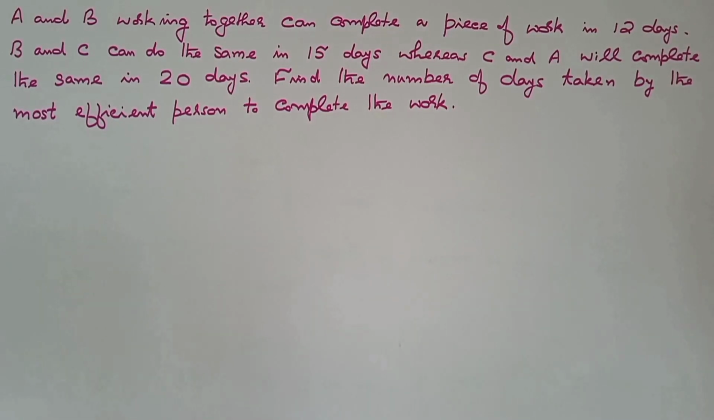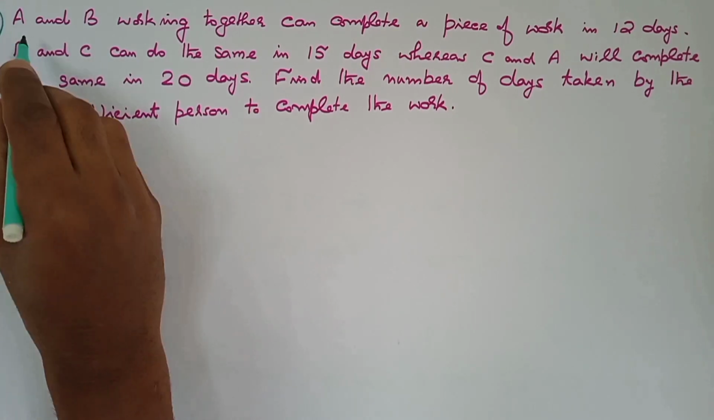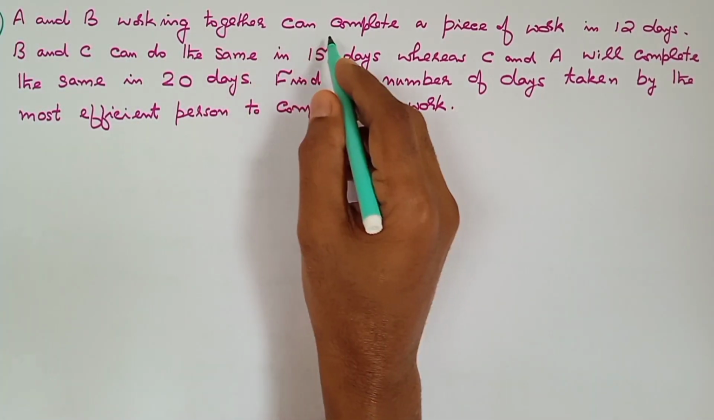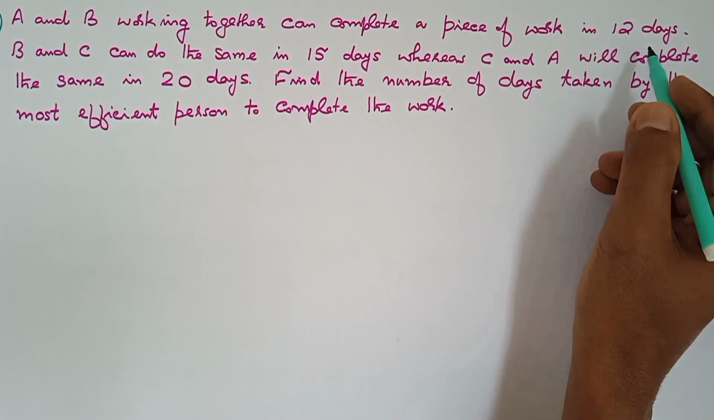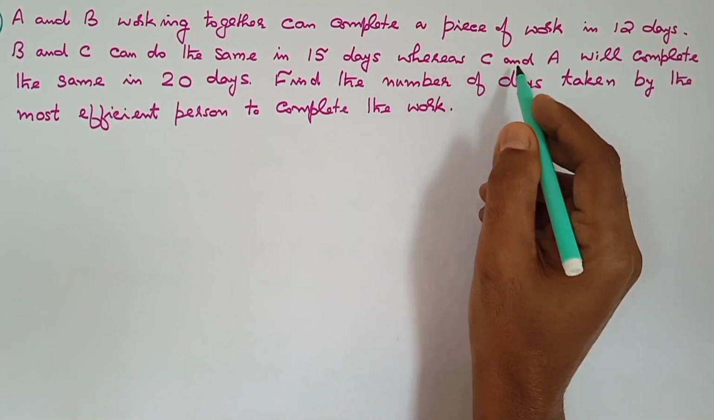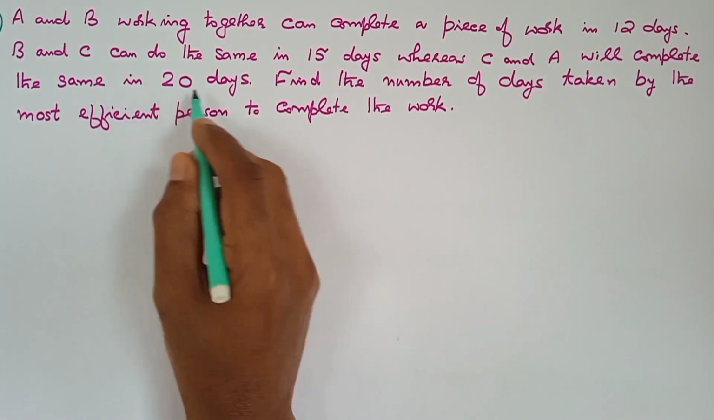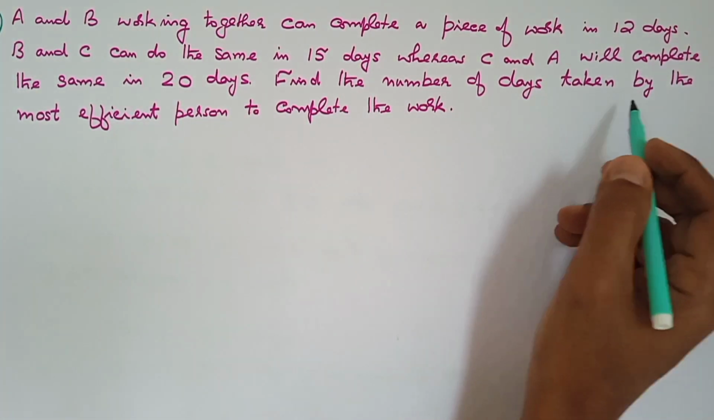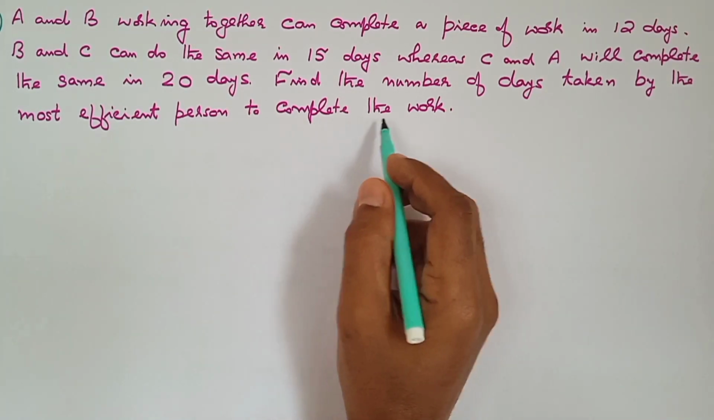Hey guys, let's work out a few challenging problems from time and work today. The first one is: A and B working together can complete a piece of work in 12 days. B and C can do the same in 15 days, whereas C and A will complete the same in 20 days. Find the number of days taken by the most efficient person to complete the work.